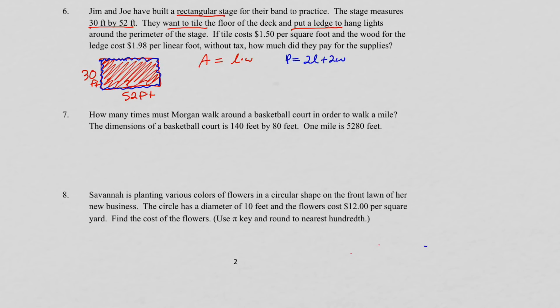Okay, so the tile, let's do the tile first. So we know that we have 30 times 52, and that's going to give us 1560 that we have to cover. And so the cost of this is going to be $1.50 times total square feet, and that's going to give us $2,340 for the project.